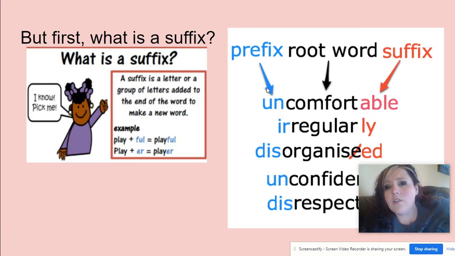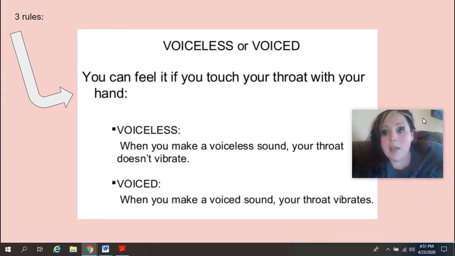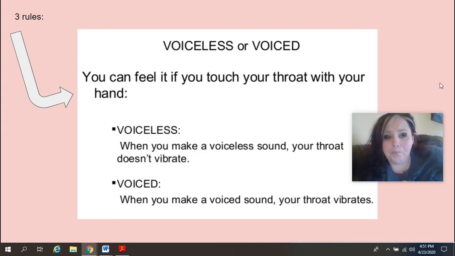You can see over here we also have prefix. That is a group of letters that goes at the beginning. We're not going to be working with that today. We just have to know what a root word is and a suffix. And we're only going to be working with ed words today. So what we need to know, first of all, since there's three rules that go with it, we need to know a little bit about something for our rules.